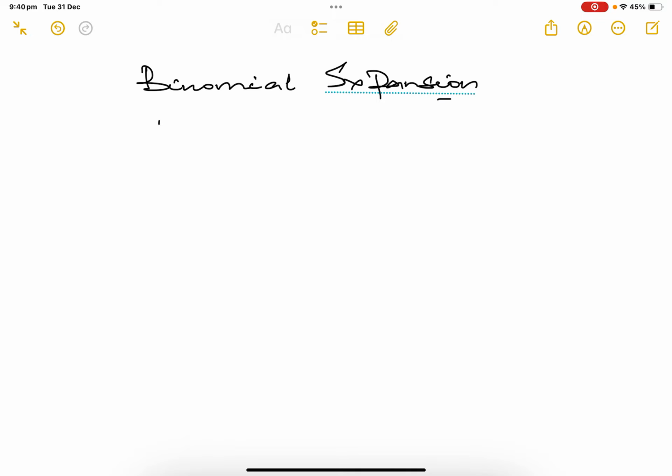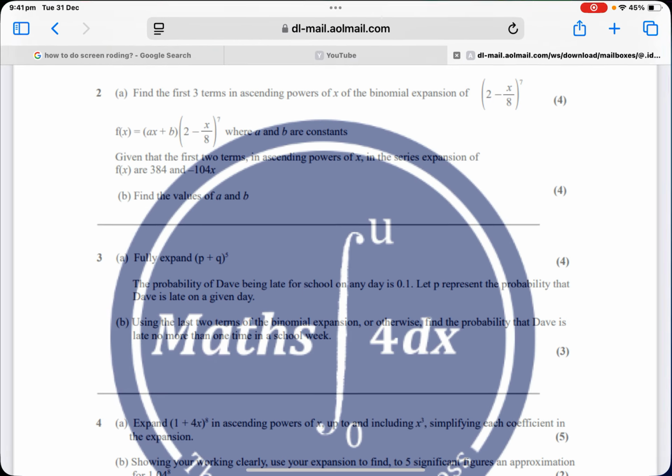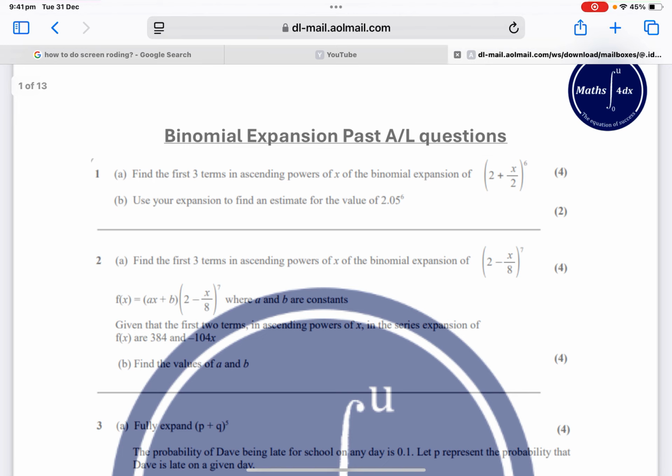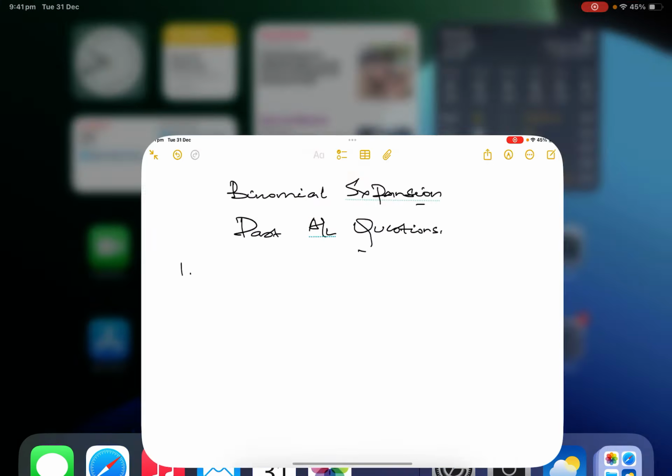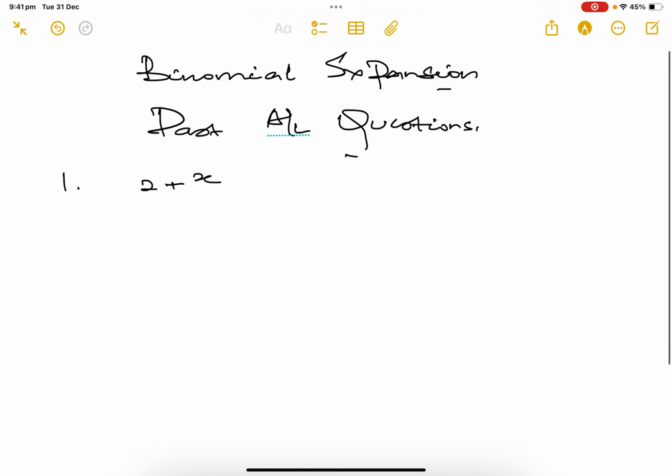Past A-level questions. Let's look at question number 1, part A. Find the first three terms in ascending powers of x of the binomial expansion of (2 plus x over 2) to the power of 6. (2 plus x divided by 2) to the power of 6.